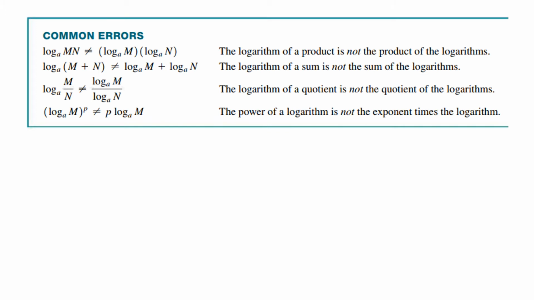So we've already learned about the product rules and quotient rules and power rules, but there are mistakes that students often make. So make sure you do not make these mistakes. The logarithm of the product is not the product of the logarithms. The logarithm of a sum is not the sum of the logarithms. The logarithm of a quotient is not the quotient of the logarithms. And the power of a logarithm is not the exponent times the logarithm.